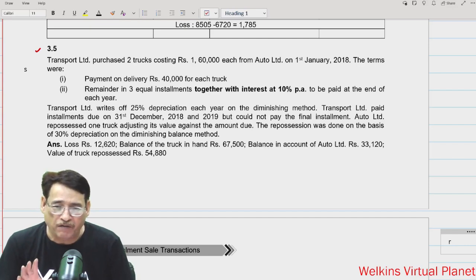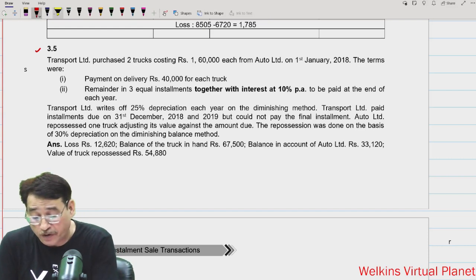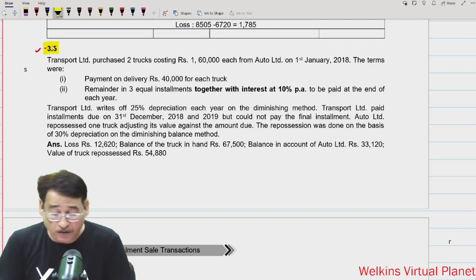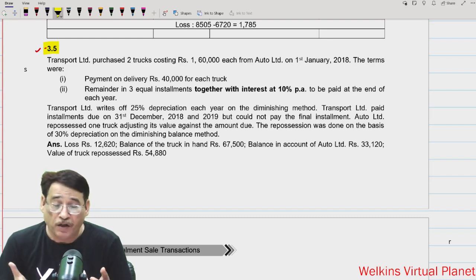3.4 you should have done, correct? And 3.5 now we are picking up to start this particular session. Actually, I'm not going to solve the full question now. Simply, we will explain the procedure of calculation of interest and then the working part, correct?